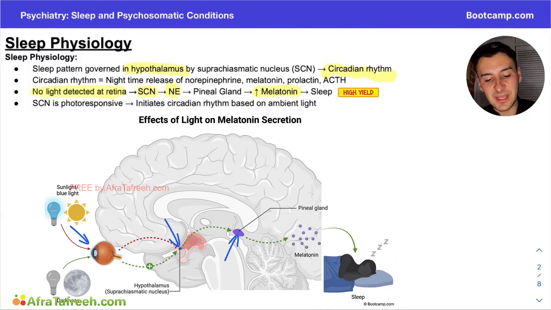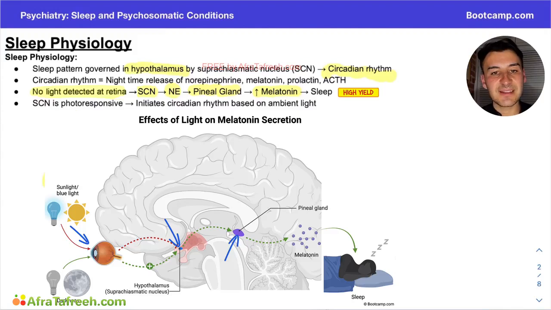And melatonin is actually pretty important on test day because it is a non-addictive substance and it's naturally occurring. So it's usually a first-line option for people who are experiencing insomnia. And also, to make a biochem plug, it's really important to know that melatonin is derived from tryptophan.